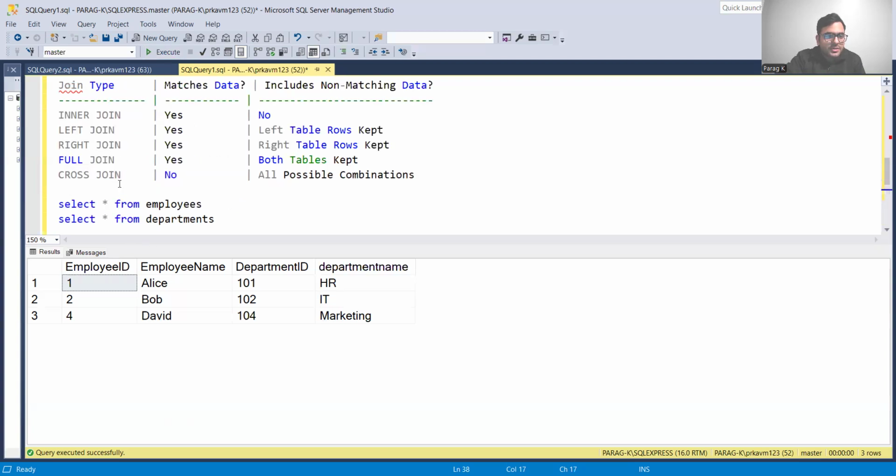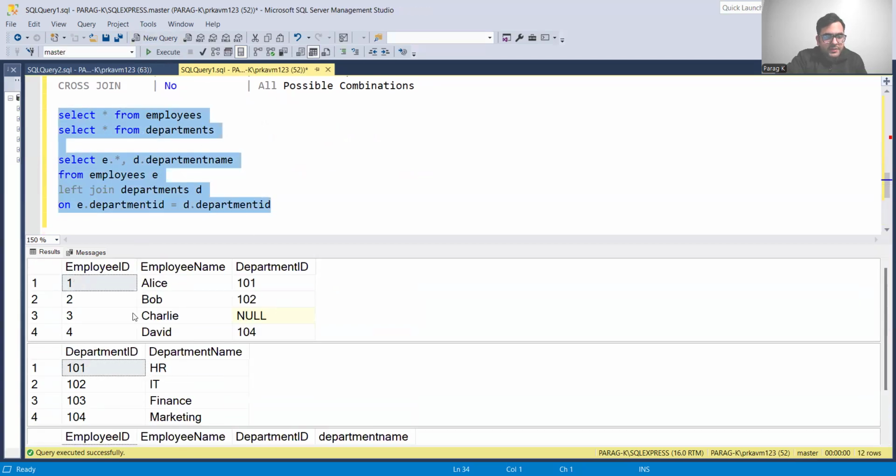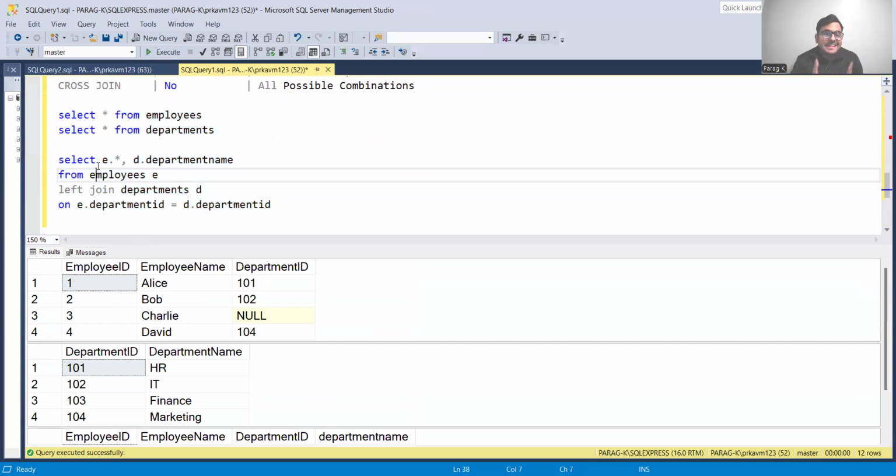Now let's go to the next one, which is the left join. For a left join, you need to write it like this. Let me run all three so you can understand it. Left join is what? The first table is employees, so that's the left side. And departments is the second table.